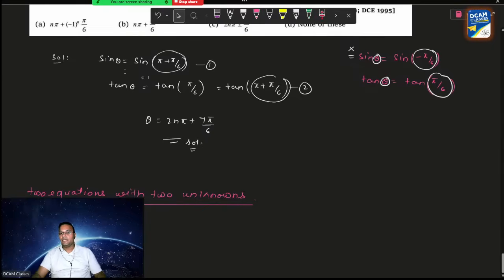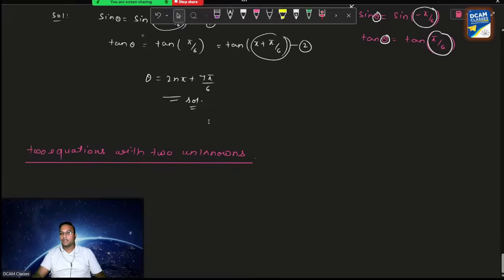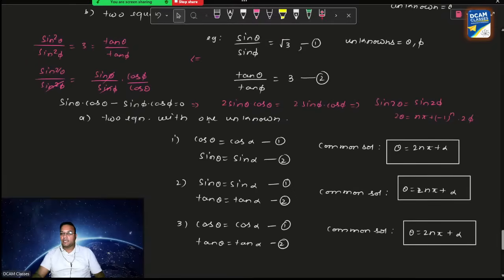So once you have made the angles the same, sin theta is equal to sin of this, tan theta is equal to tan of this, you can write the answer: theta is equal to n pi plus 7 pi by 6. Okay. Now the second thing is, this is one type that I told you in the last class.